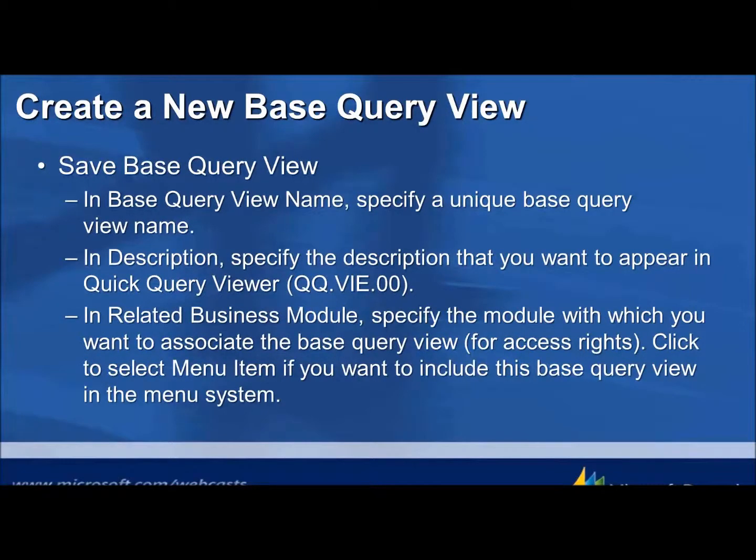On saving the base query view, in the base query view name, you want to specify a unique base query view name. That needs to be unique because that's what you're going to use to assign access rights. In the description, you also want to specify a description that you want to appear in the quick query viewer. In the related business module, you want to specify the module with which you want to associate the base query view. Again, that's for access rights and also so that it shows up in the menu in the right area. And then to select the menu item you want, include the base view. There's an option to include as a menu item, and that will add it to the menu system.